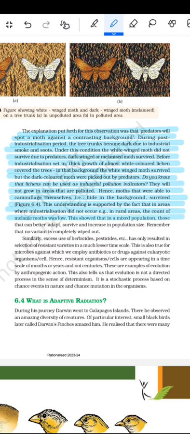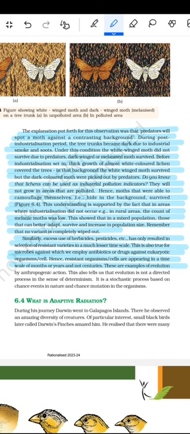This shows that in a mixed population, those that can better adapt survive and increase in the population size. Remember that no variant is completely wiped out. Similarly, excess use of herbicide, pesticide, etc. has only resulted in the selection of the resistant varieties in a much lesser time scale. This is also true for the microbe against which we employ antibiotic or the drug against the eukaryotic organism as well. Hence, resistant organisms as well are appearing in a time scale of the month or the year and not century.